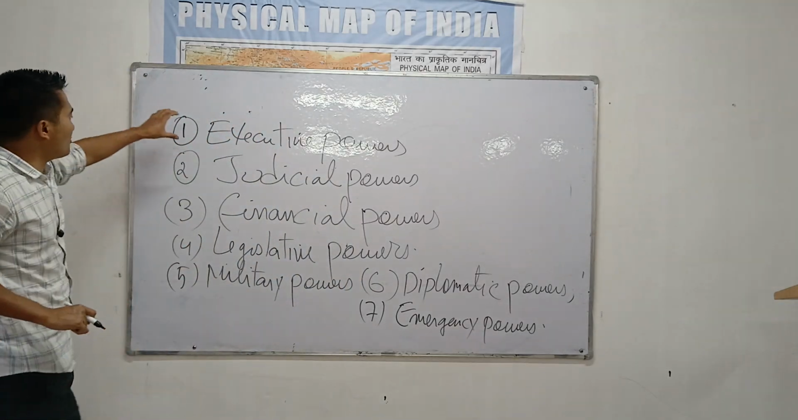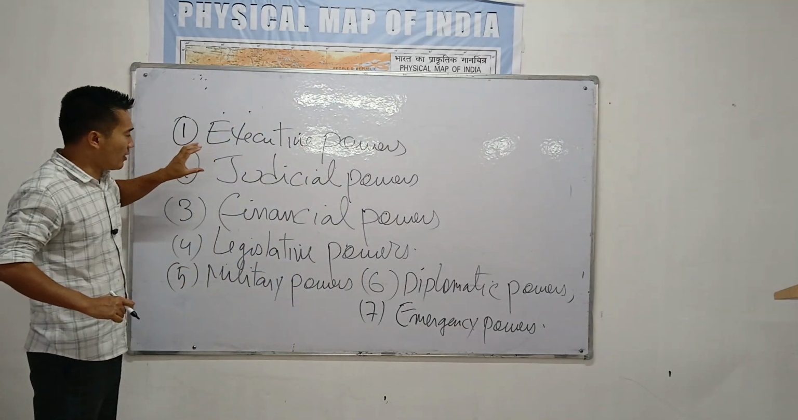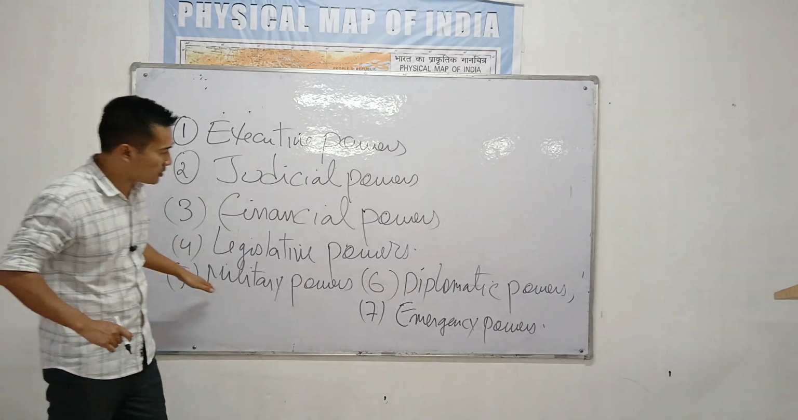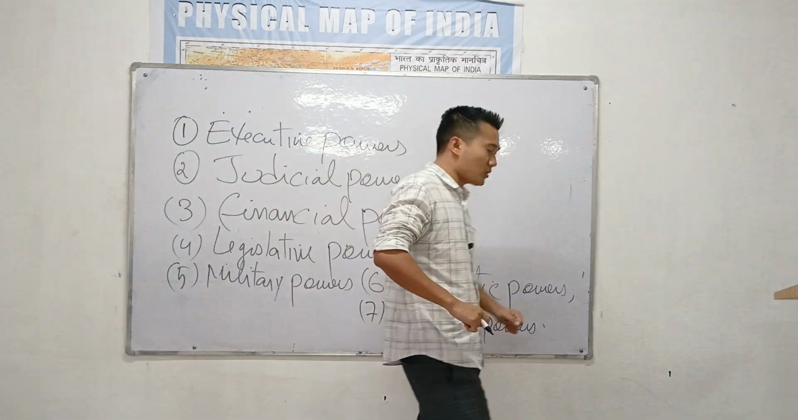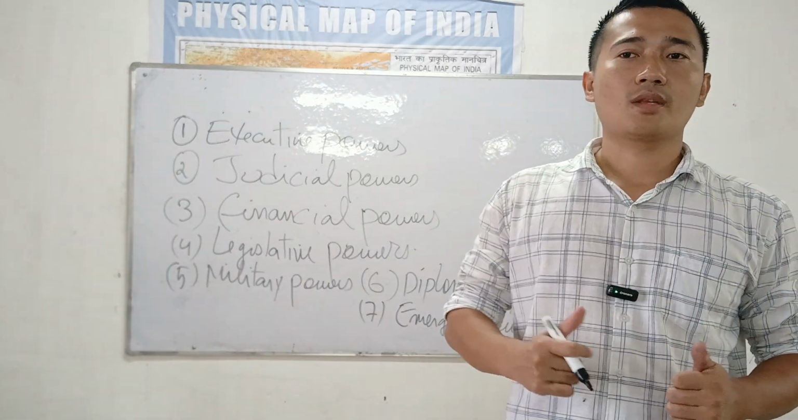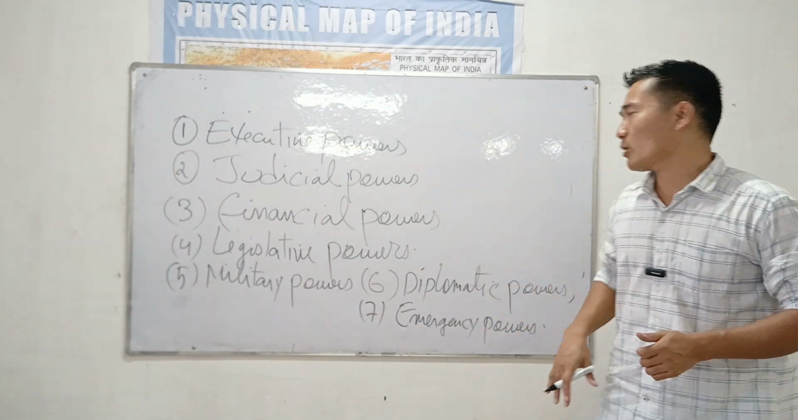We have executive powers, judicial powers, financial powers, legislative powers, military powers, diplomatic powers, and emergency powers. The President of India has 7 in total. So all these powers, let us discuss one by one today.